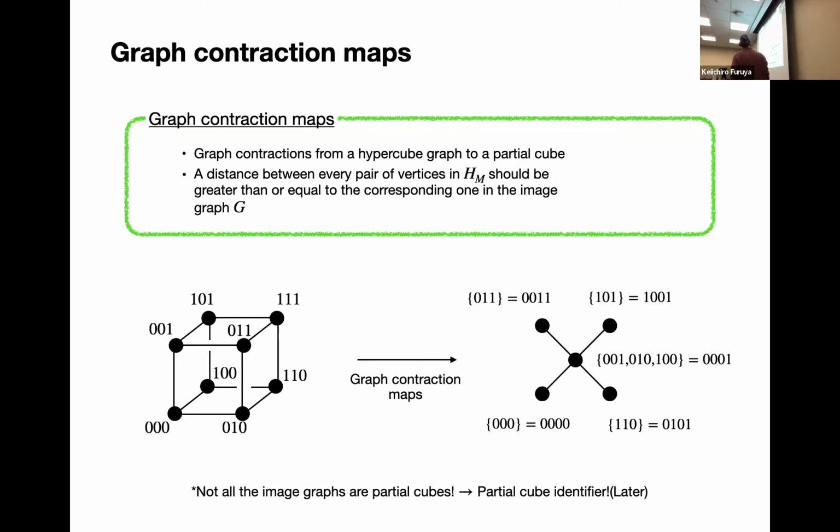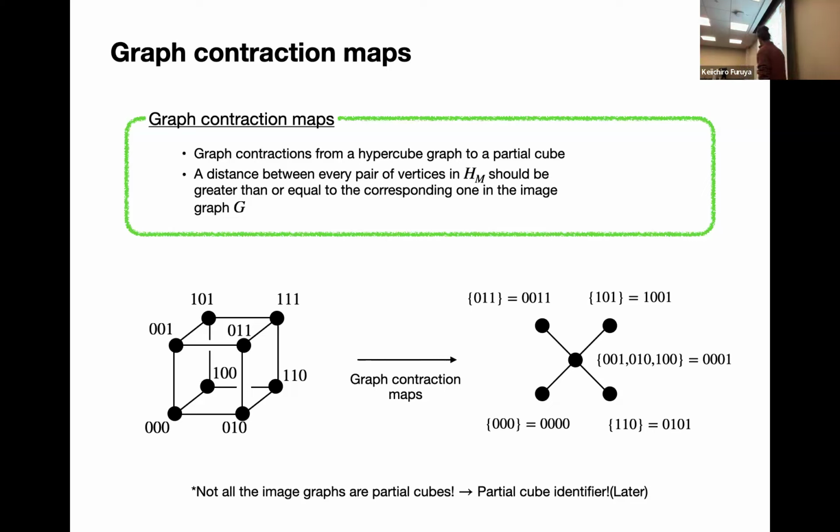Sorry, I don't quite get that. I'm saying that graph contraction can act on any graph, but here we are defining something called the graph contraction map. Oh, I see, you're saying it's a constrained graph contraction. Yeah, constrained to partial cube. Exactly, acting on the hypercube, and it should spit out the partial cube.